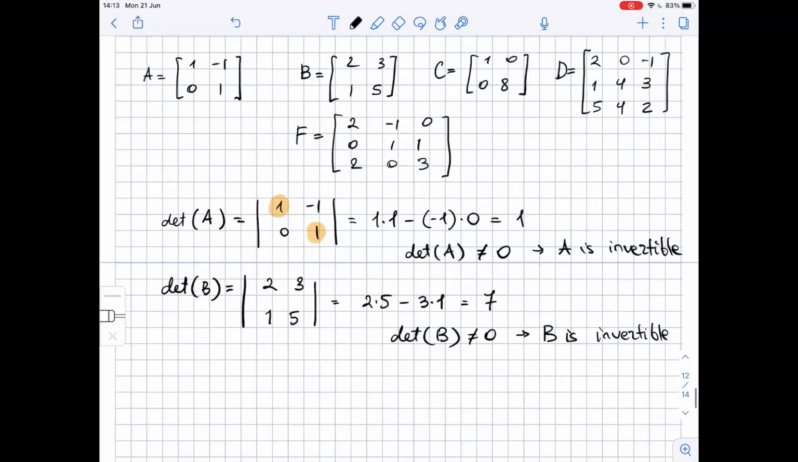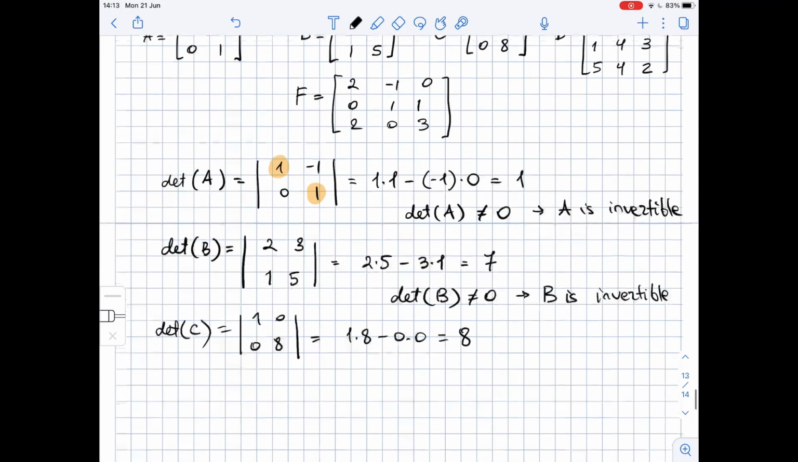Well, the determinant of matrix C equals the determinant of 1, 0, 0, 8, which is 1 times 8 minus 0 times 0, so it equals 8 minus 0, so just 8. So the determinant of C does not equal 0, so C is invertible.